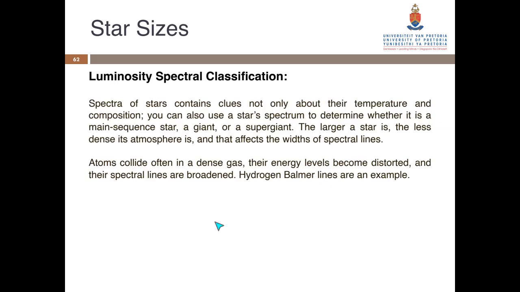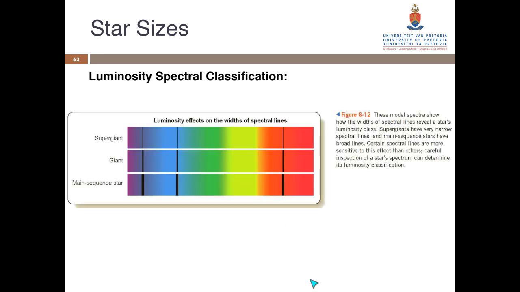So we've now done the temperature classification, but we also have luminosity spectral classifications. The spectra of stars contain clues not only about their temperature and composition; you can also use a star spectrum to determine whether it is a main sequence star, a giant, or a supergiant. The larger a star is, the less dense its atmosphere, and that affects the widths of the spectral lines. Atoms collide often in a dense gas. Their energy levels become distorted and their spectral lines are broadened. Therefore we can explain it with the hydrogen Balmer lines.